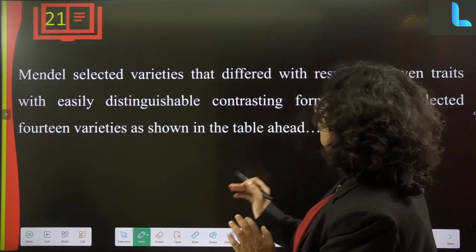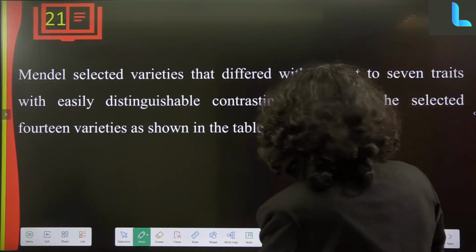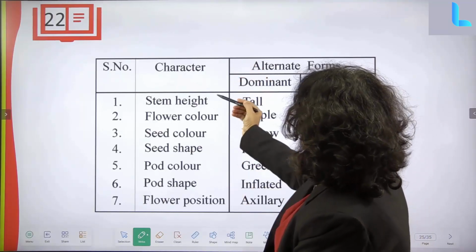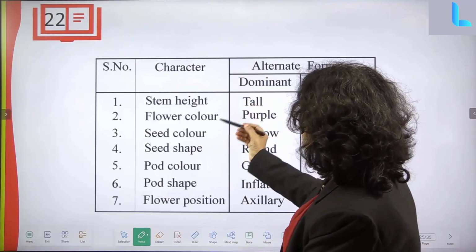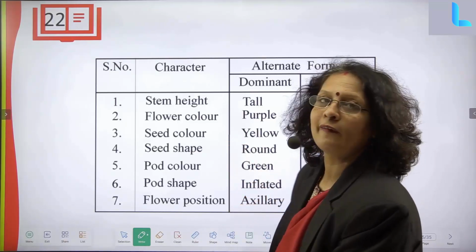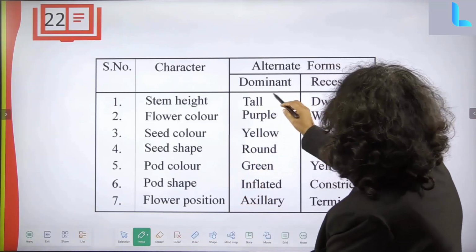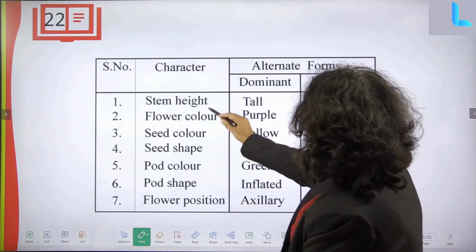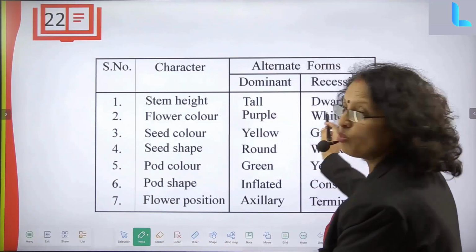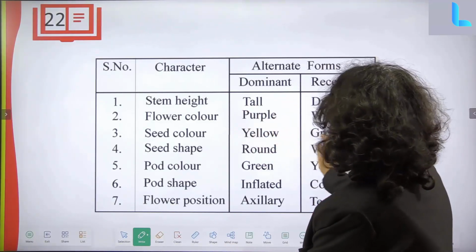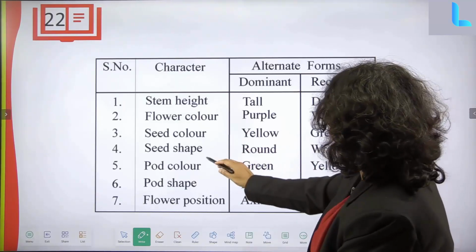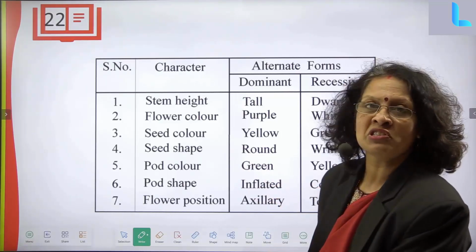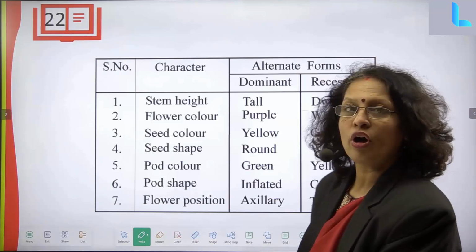Mendel selected varieties that differed with respect to 7 traits with easily distinguishable contrasting forms. He selected 14 varieties, which are shown in the table ahead. So what are the 14 varieties? Let us see here. These are the characters: stem height, flower color, seed shape, seed color, pod shape, pod color, and flower position. Alternate forms: one will be the dominant form, one will be the recessive form. Stem height: dominant is tall, recessive is dwarf. Flower color: purple or white. Seed color: yellow or green. Seed shape: round or wrinkled. Pod color: green or yellow. Pod shape: inflated or constricted. Flower position: axillary or terminal.